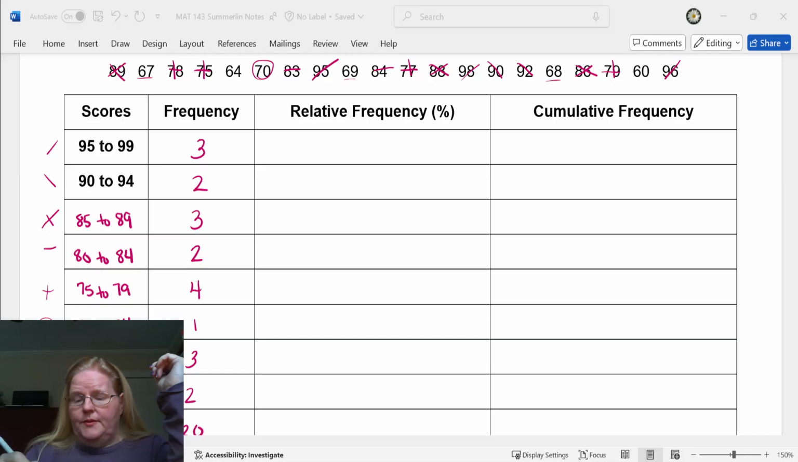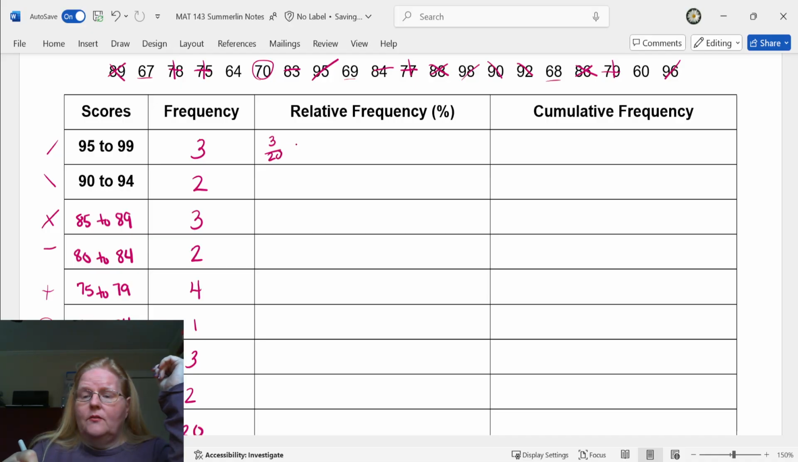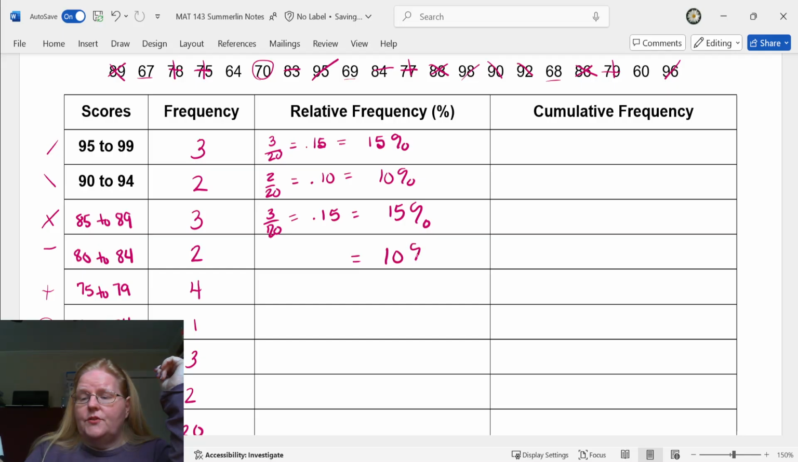So for the relative frequency, we have a total of 20, so 3 over 20 equals 0.15, which is 15%. 2 over 20 equals 0.10, which is 10%. 3 over 20 equals 0.15, which is 15% again. 2 over 20 we figured out already, which is 10%.